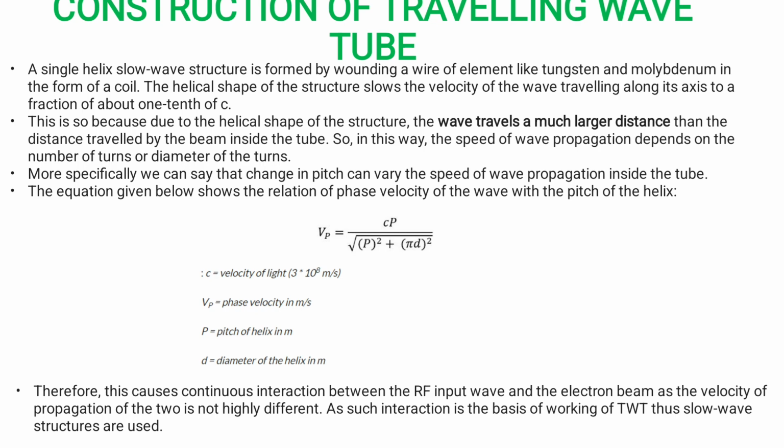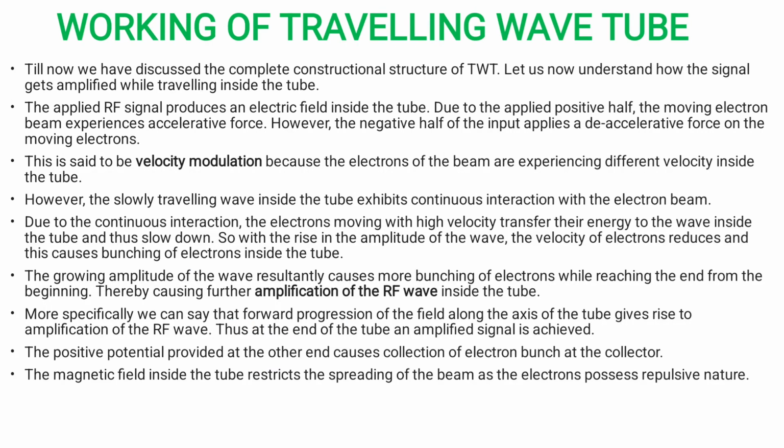Therefore, this causes continuous interaction between the RF input wave and the electron beam, as the velocities of propagation of the two are not highly different. As such, interaction is the basis for the working of a TWT. Thus, slow wave structures are used.